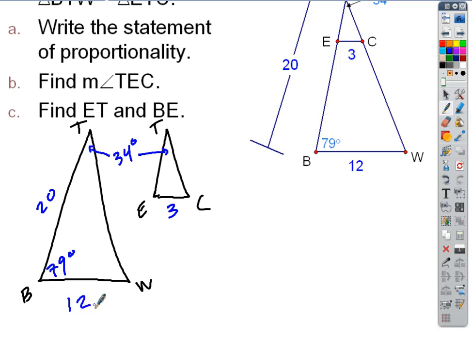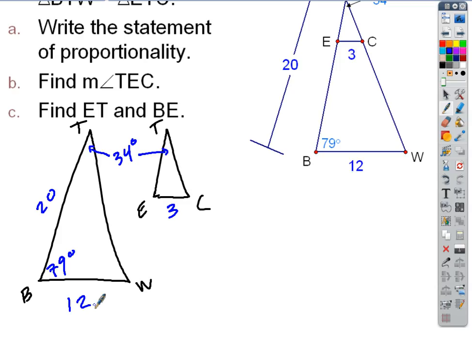Okay, can you identify what's the scale factor? 1 to 4. So small to big would be 1 to 4. Anybody else want to explain how we get that? Okay, anybody else know how we get the scale factor? Say it again. 3 to 12.